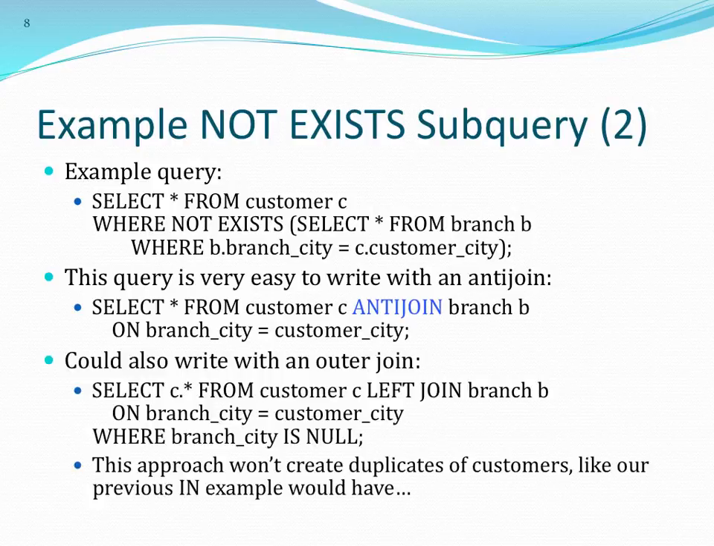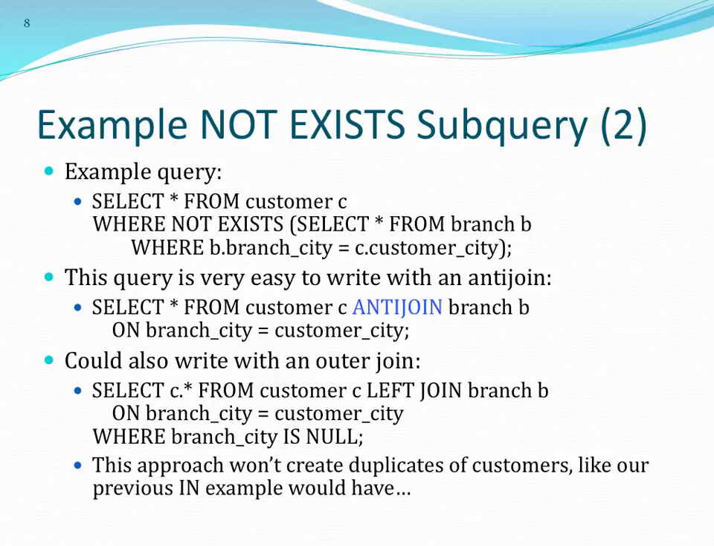Now we could also do this with an outer join. And it's kind of interesting because we have multiple options when we translate these things a lot of the time. So here we have select C.star, which again is valid. From customer C, left join branch B on branch city, customer city. Where branch city is null.